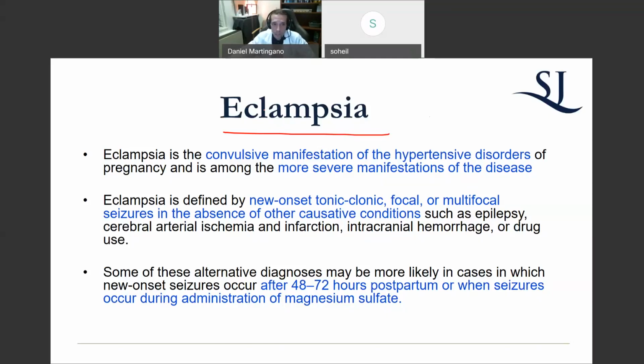But eclampsia is when you have all the criteria I mentioned before for preeclampsia, but now you have manifestation of convulsive, usually tonic-clonic, seizure. Okay. You also want to make sure that a patient who presents with seizures and is pregnant doesn't have a known seizure disorder, because sometimes that happens, or recent drug use. Generally, it's pretty obvious. If you have a patient in the prenatal clinic and you know her history, she doesn't have a history of seizure disorders, she has gestational hypertension, develops preeclampsia with severe features, presents with a seizure, that's eclampsia, then you make that diagnosis.